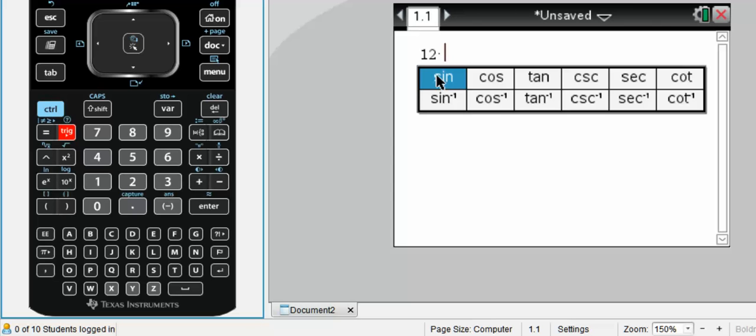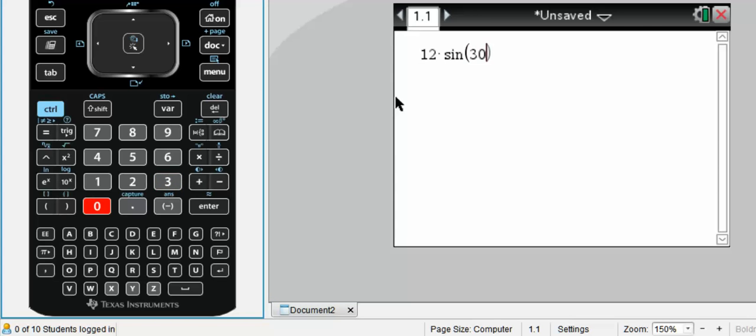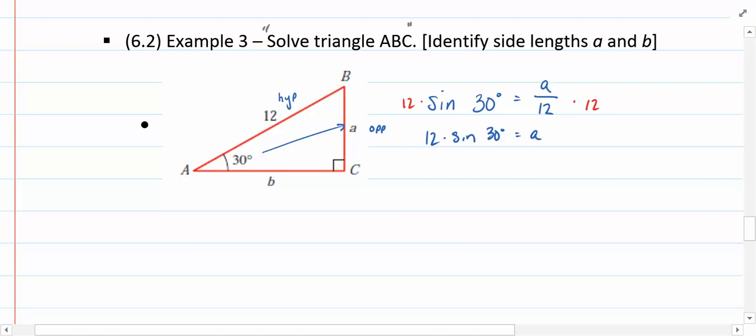So trig button, and I'll click on sine, and inside I'll write the number 30. I can press enter, and I see that my result here is 6. The side length for A must be 6 units. So that's part of my solution. Next, I need to find the side length of B.